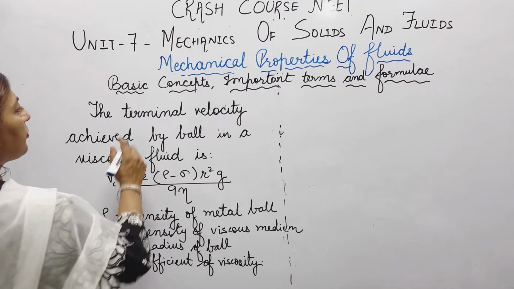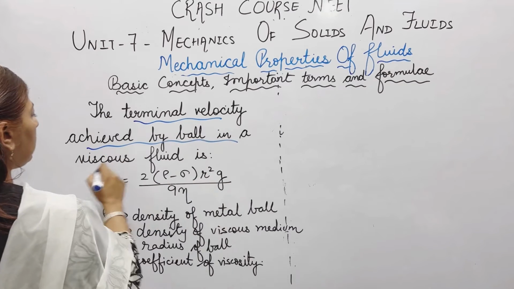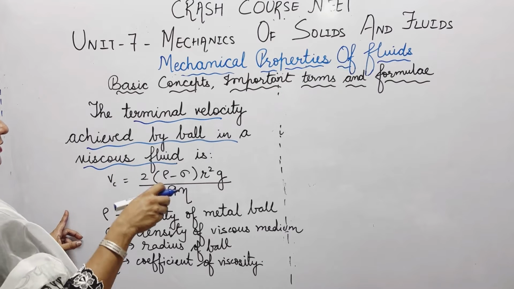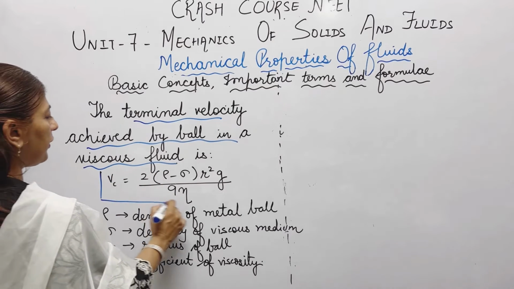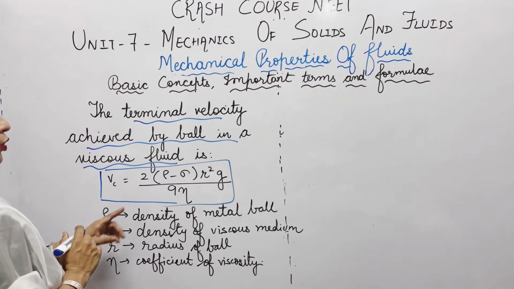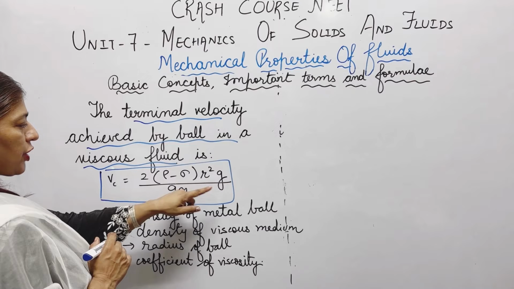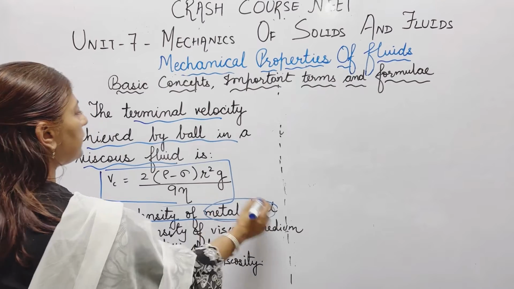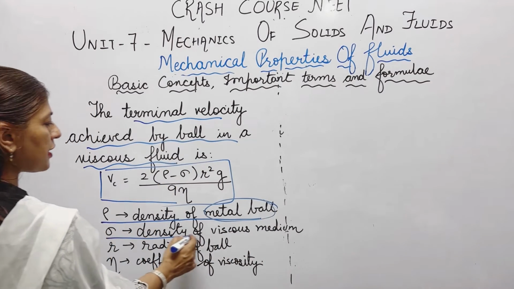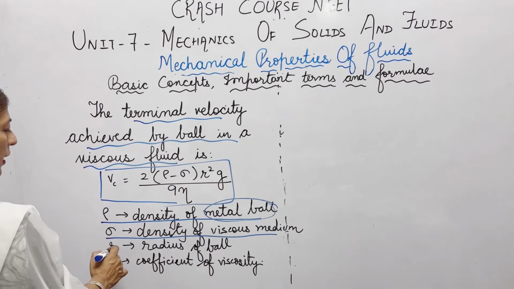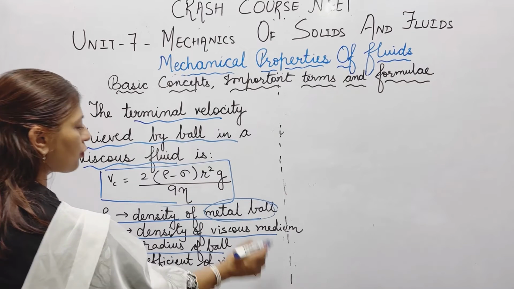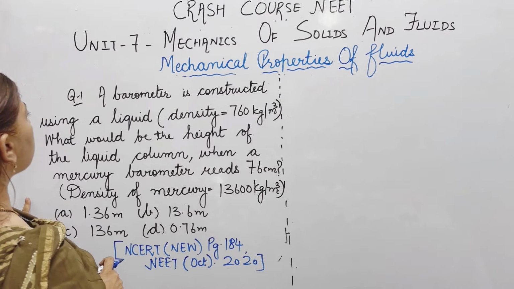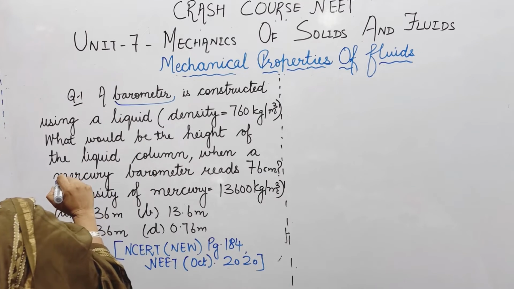This is about the terminal velocity achieved by a ball in a viscous fluid. This is the case when a ball is put inside a viscous liquid. In that case, the terminal velocity is given by 2 (rho minus sigma) r squared g divided by 9 eta, where rho is the density of the metal ball that is put inside the fluid, sigma is the density of the viscous medium in which the ball is put, r is the radius of the ball, and eta is the coefficient of viscosity.